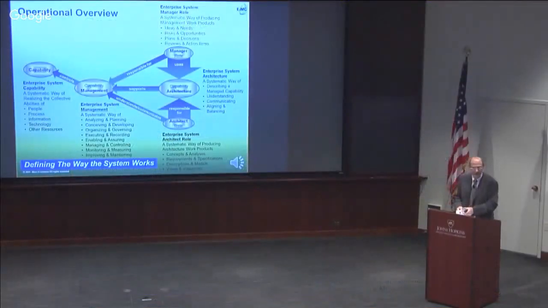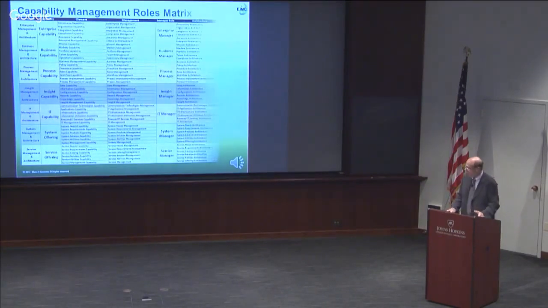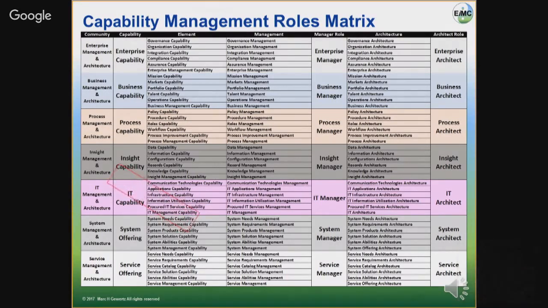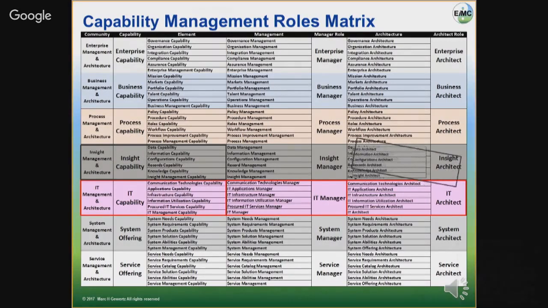So now if we take these five enterprise systems and we extrapolate that over all the capabilities and their elements to establish roles and responsibilities for all communities of practitioners and specialties within the community. For example, IT management and architecture would include specialties such as applications architects and managers and infrastructure architects and managers, as well as IT managers and architects. Insight management and architecture would include specialties such as data and information architects, data and configuration managers, record managers, knowledge managers, and architects.